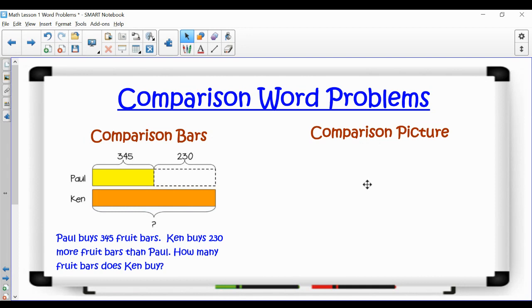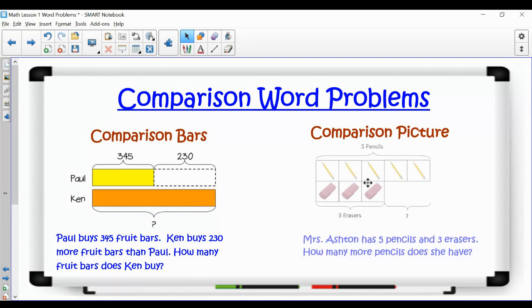Another strategy is to draw a picture and compare. Mrs. Ashton has 5 pencils and 3 erasers. How many more pencils does she have? If I draw it out like this, I can easily see that I have 2 more pencils than erasers. Let's practice.